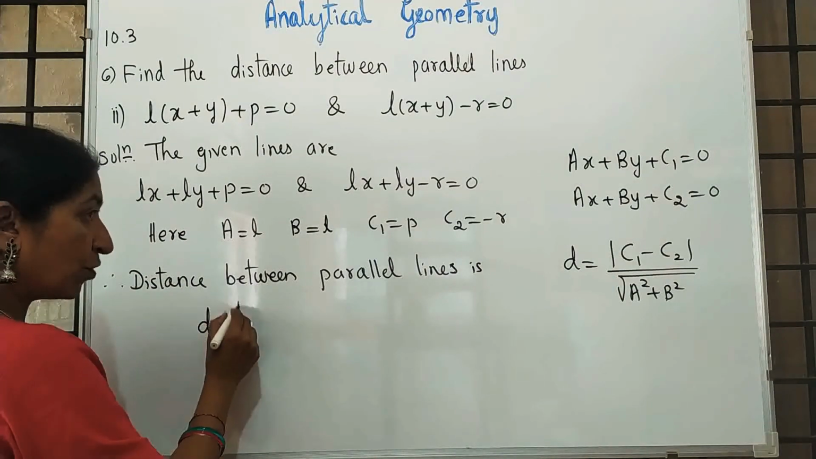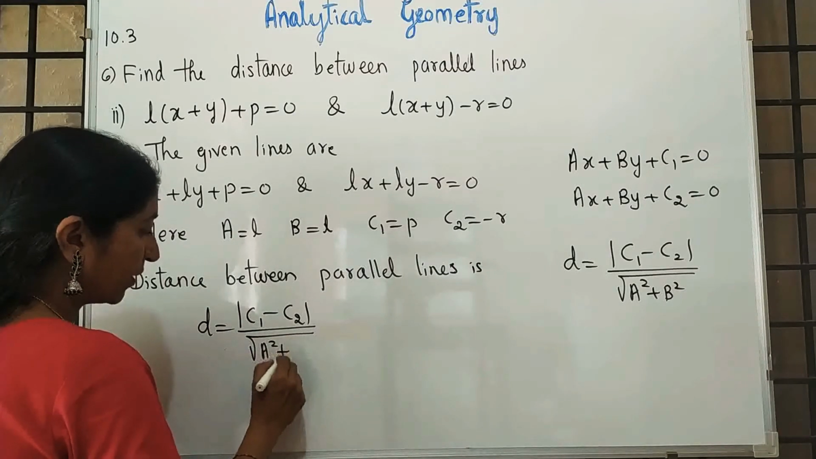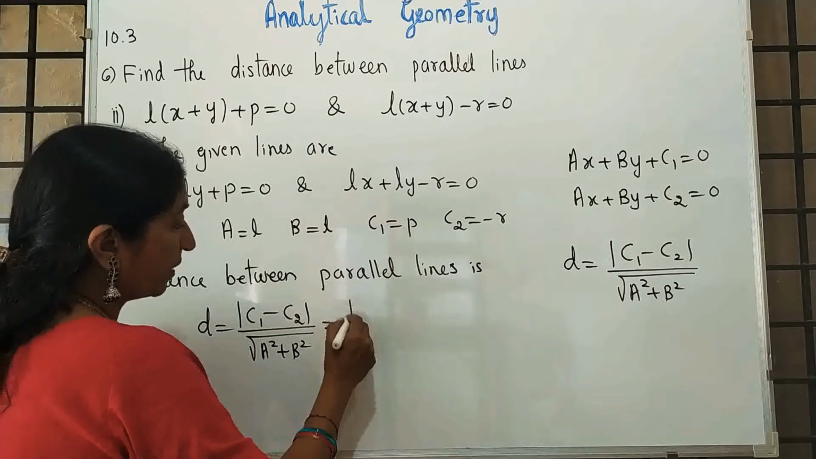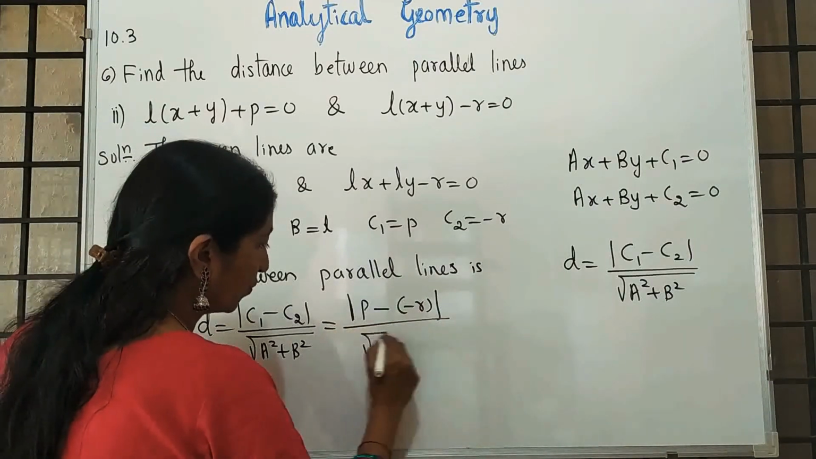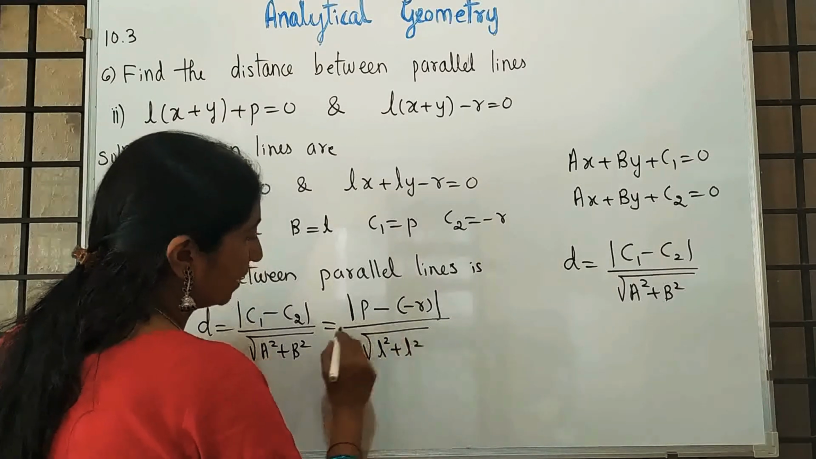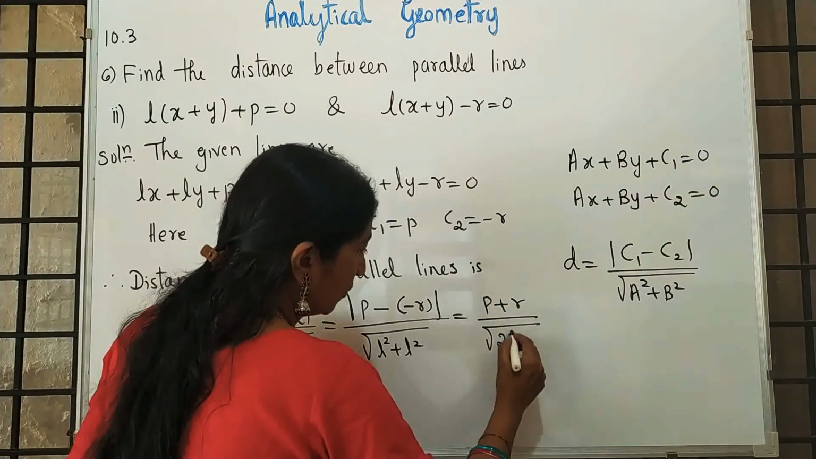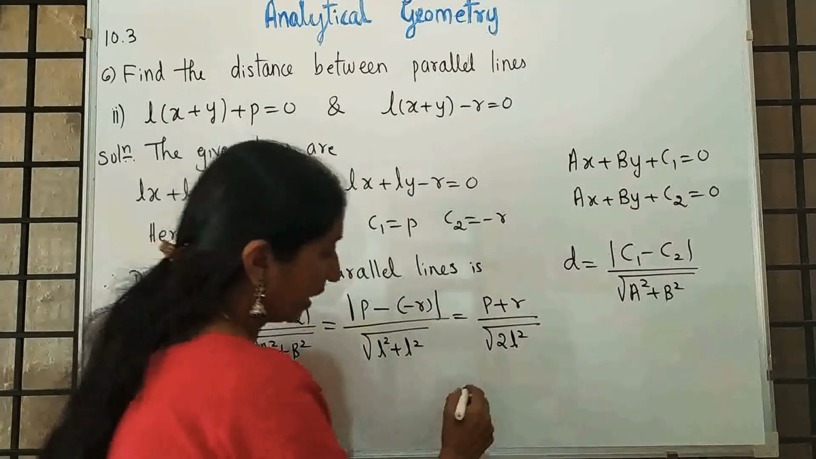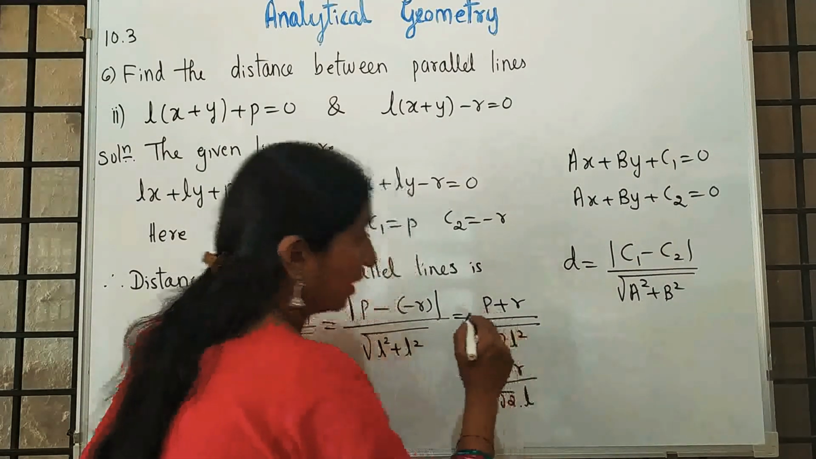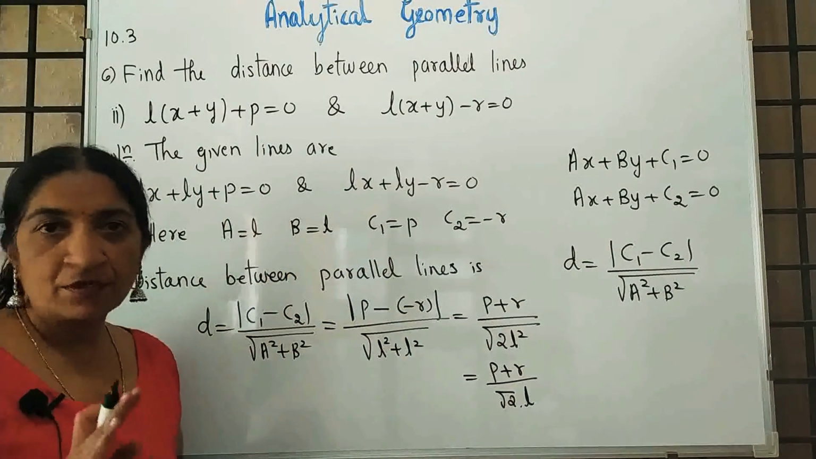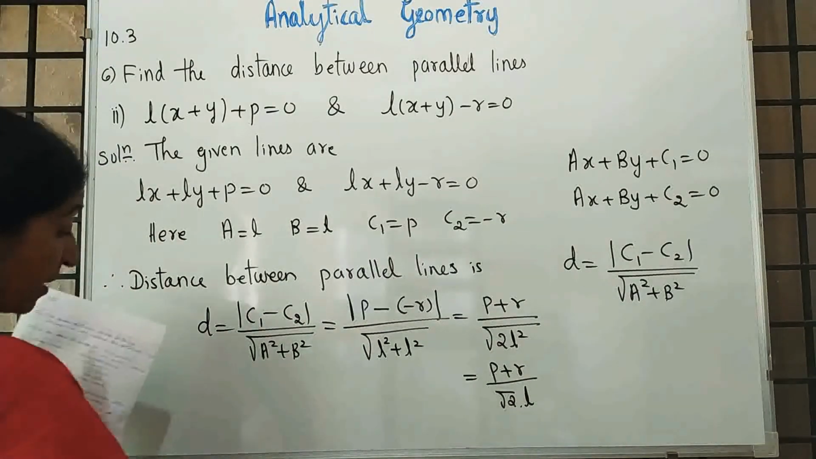D is equal to modulus of C1 minus C2 upon root of A square plus B square. C1 is p, C2 is minus r, so minus of minus r upon root of L square plus L square. It is p plus r upon root of 2L square. Square root of L square is L. So p plus r upon root 2 into L. Further simplification is not possible, so keep it as it is. Moving to the next question, that is question number 7.